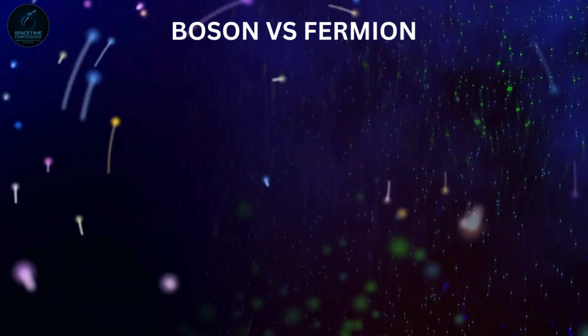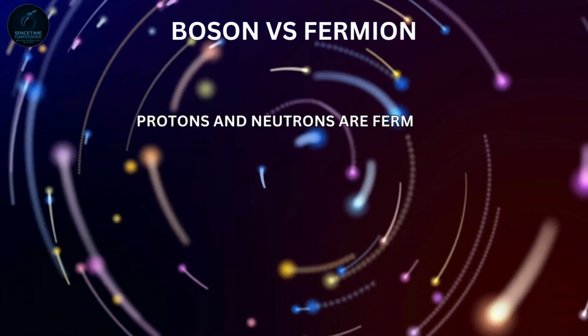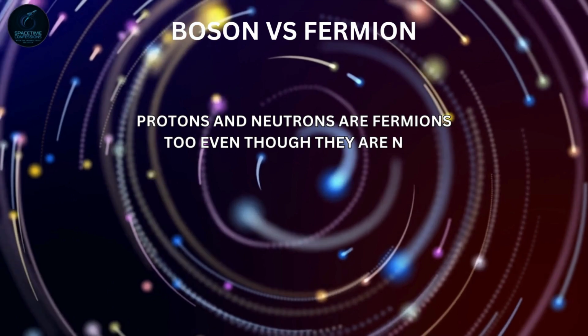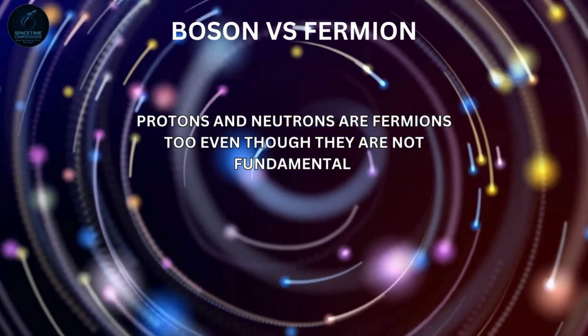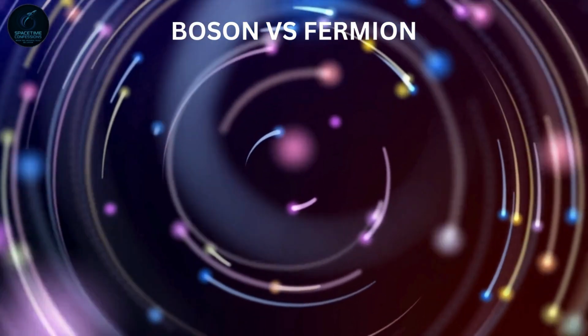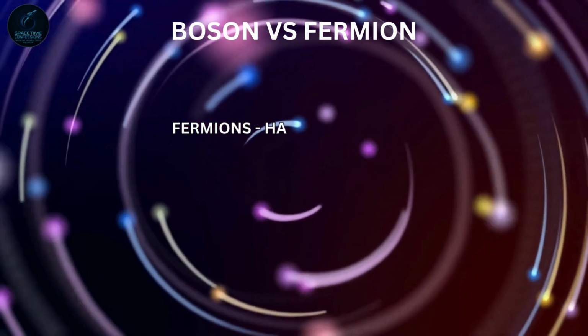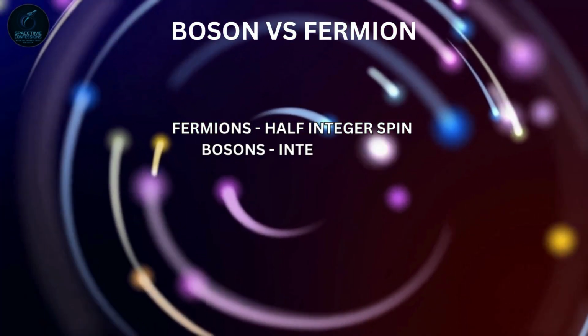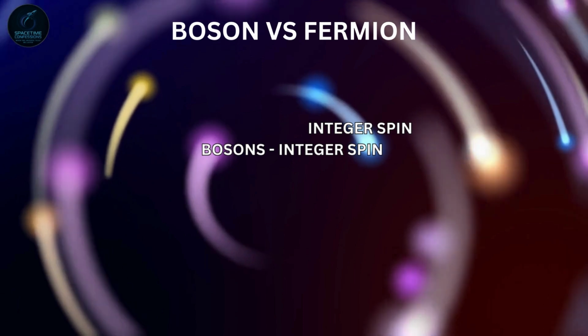And yes, even protons and neutrons are fermions. But they're not fundamental. They're made of 3 quarks each. You see, whether a particle is a fermion or boson depends on its spin, not whether it's made of smaller pieces. So in this weird subatomic world, a particle can be built from quarks and still be a fermion.